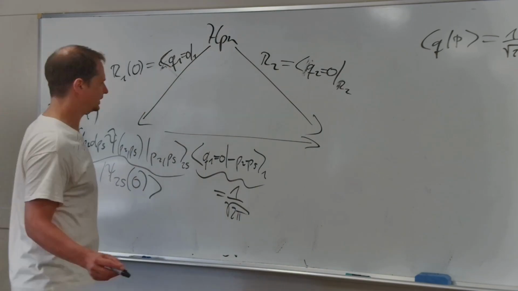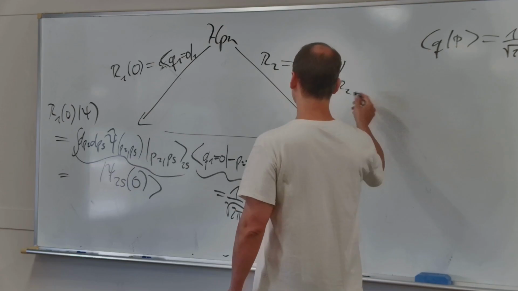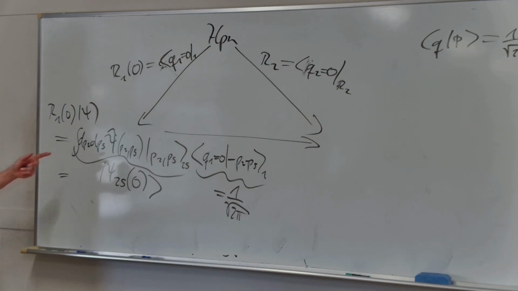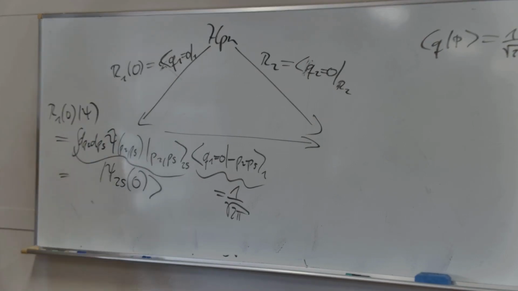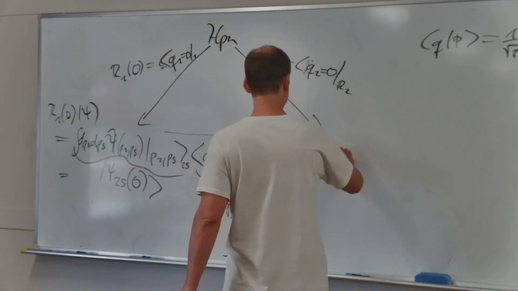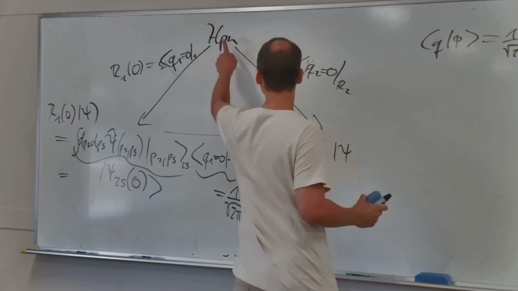You could do the same thing here. You would get a similarly simple expression where you would have solved the delta function for P2 rather than P1. And so here you would get some states.